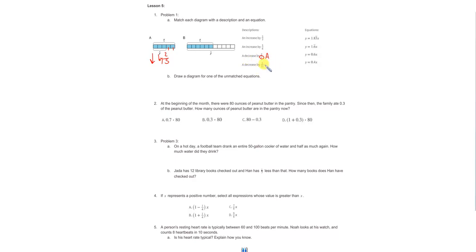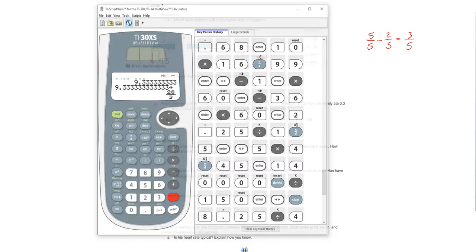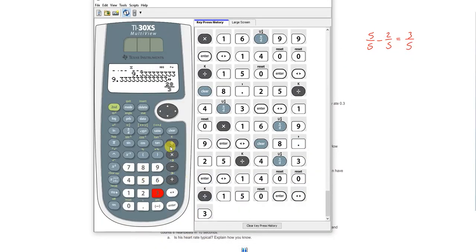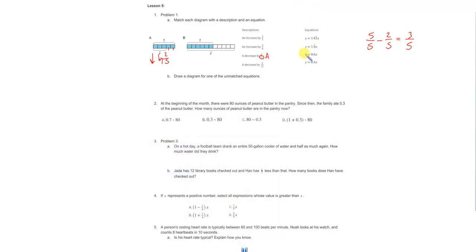To show a decrease by 2/5, you take the whole 5/5 and subtract 2/5, and that leaves us with 3/5. So we were looking for an equation that has 3/5 as a constant. If you don't know what 3/5 is as a decimal, you just divide 3 by 5, and it'll tell you that it is 6/10. Same thing. So the one that has 6/10 would be this one right here. So this matches A.